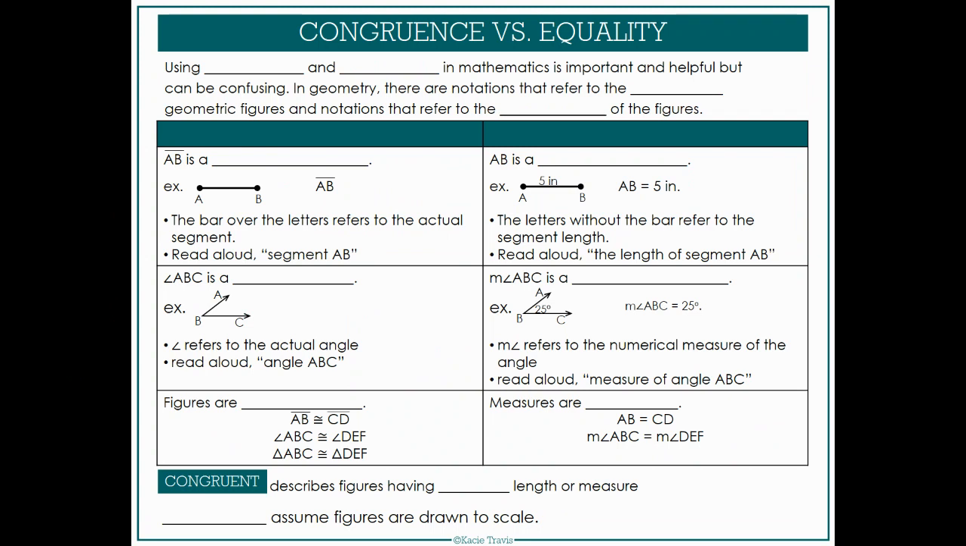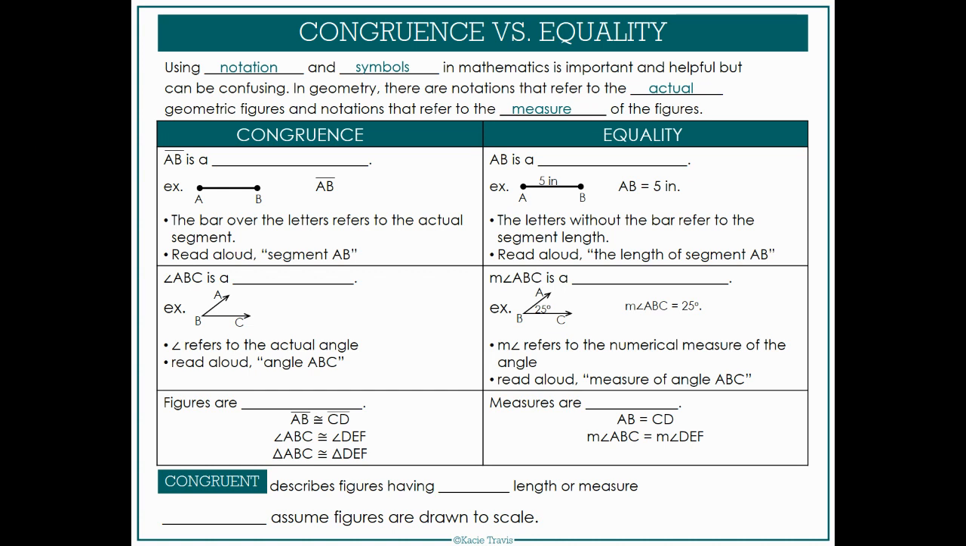All right. So, running through on the top, we got some things that we got to go through. Using notation and symbols in mathematics is important and helpful, but can be confusing in geometry. There are notations that refer to actual geometric figures and notations that refer to the measure of figures. So, let's talk about these two main words here. One of them is congruence, and the other one is equality. When we're talking about congruence, we're talking about the shape. I want you to keep that in mind. When we're talking about equality, we're talking about measure.